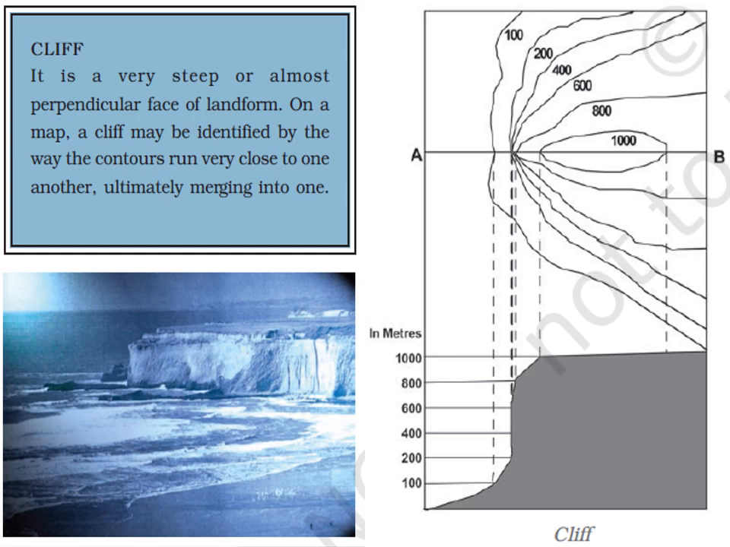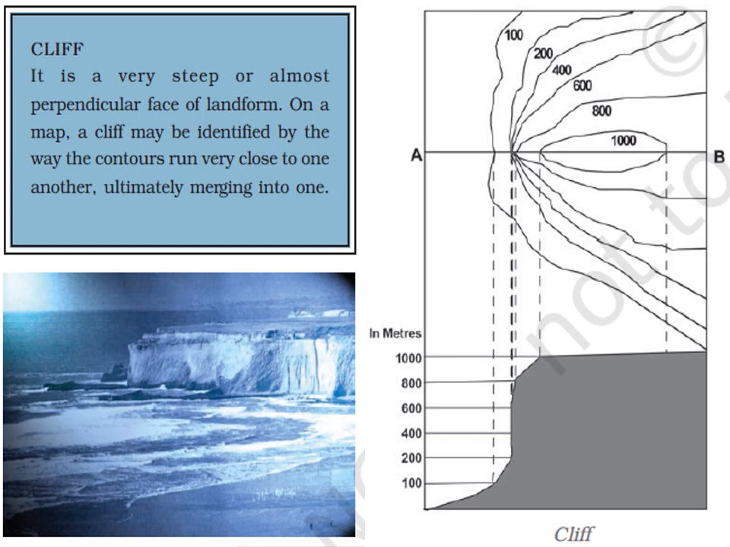Now let's know about the cliff on the topo sheet. It is a very steep or almost perpendicular face of landform. If you see here in the picture, a cliff is a vertical or near vertical land feature. The landform rises vertically from the lower ground.